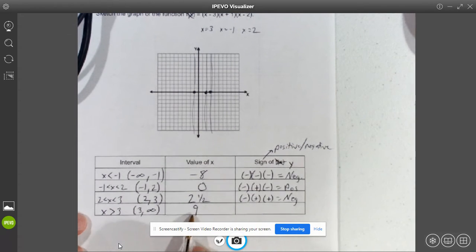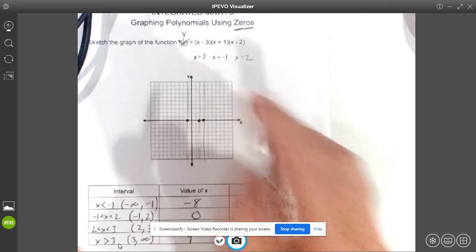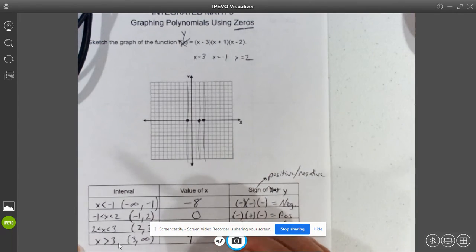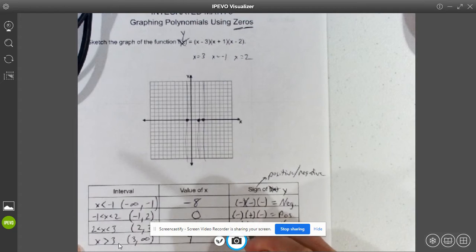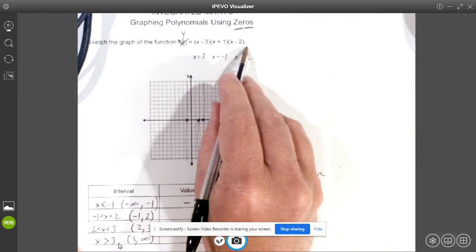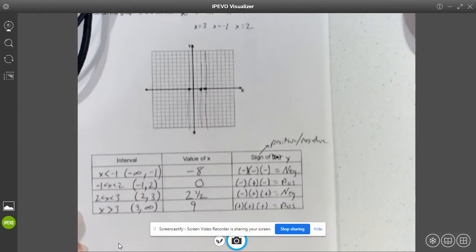And then finally, when x is 9, or 4, or 5, or whatever you chose here. Let's look at what happens. When x is 9, 9 minus 3, that's 6. That's a positive value. 9 plus 1, that's 10. That's a positive value. And 9 minus 2 is 7. That's a positive value. And so when x is 9, I'm doing a positive times a positive times a positive. I'm getting a positive value here.